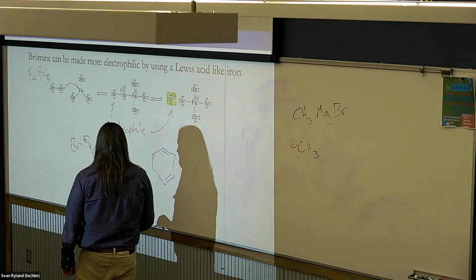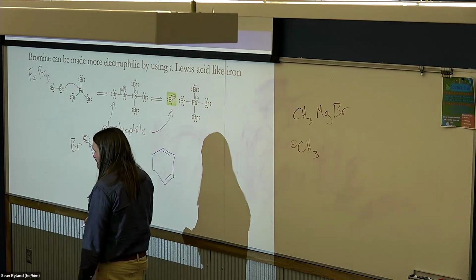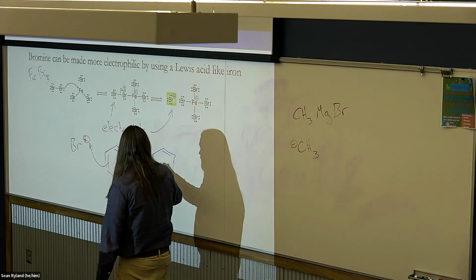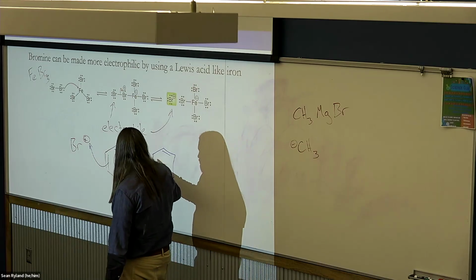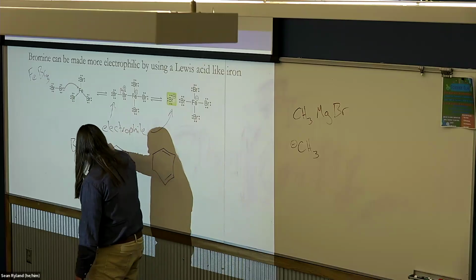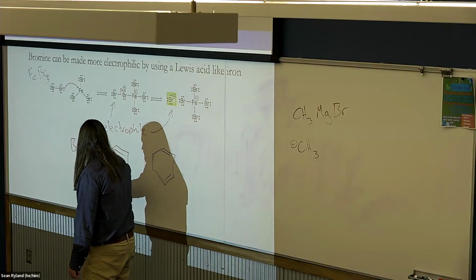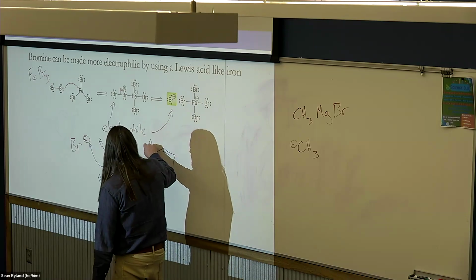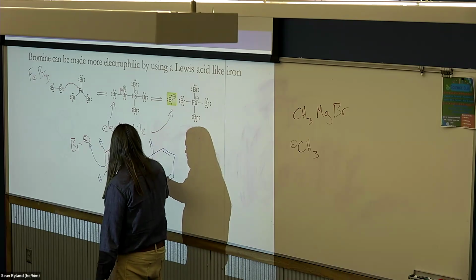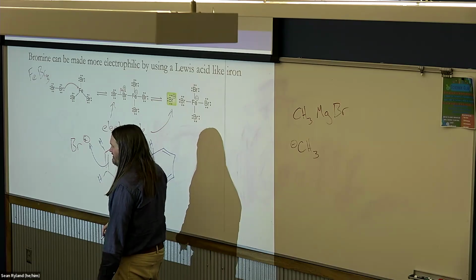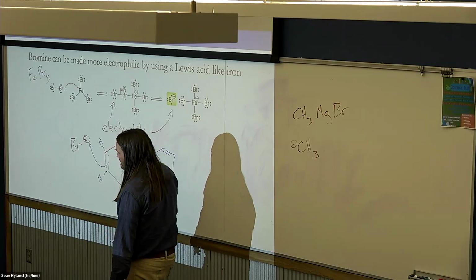Which is not great from a stability point of view, because we just broke up the aromaticity. There was already a hydrogen here and a hydrogen here. One of those carbons becomes tetrahedral. And the other one now is missing a pair of electrons.